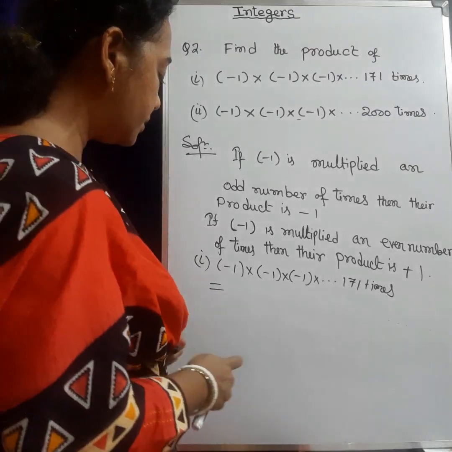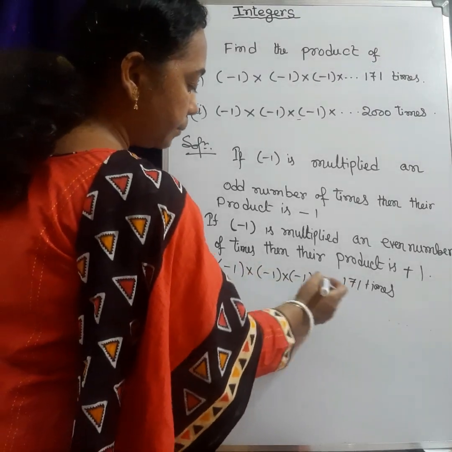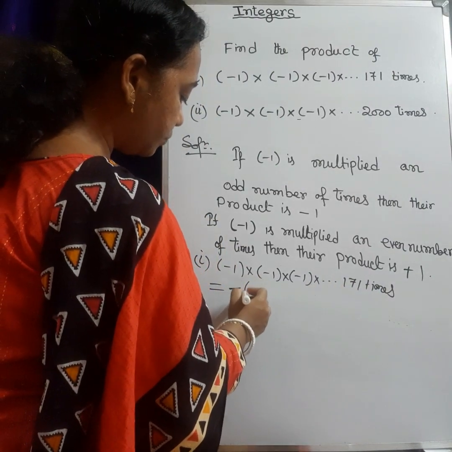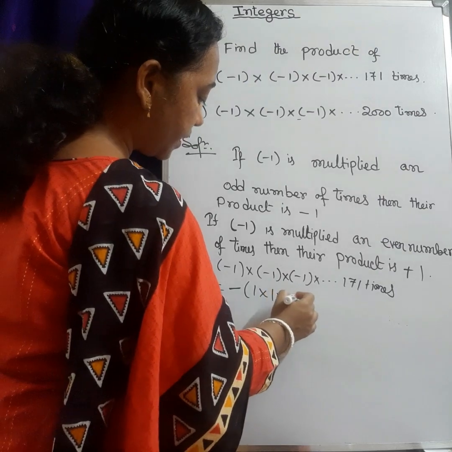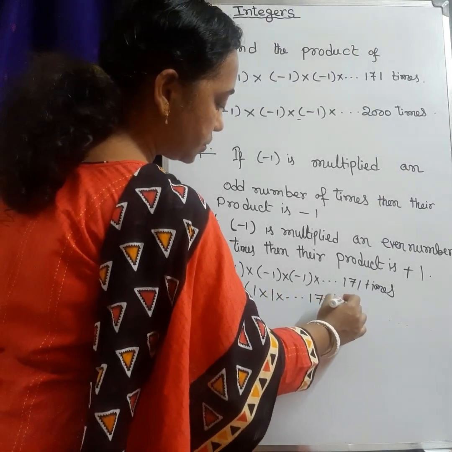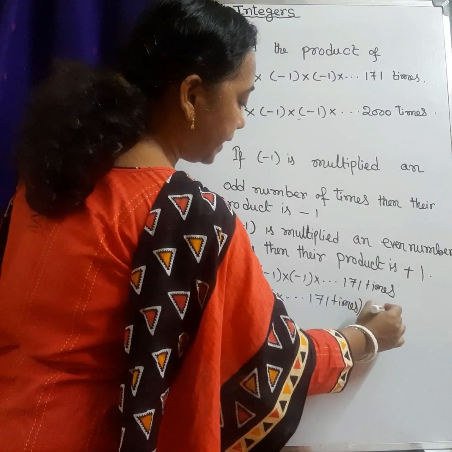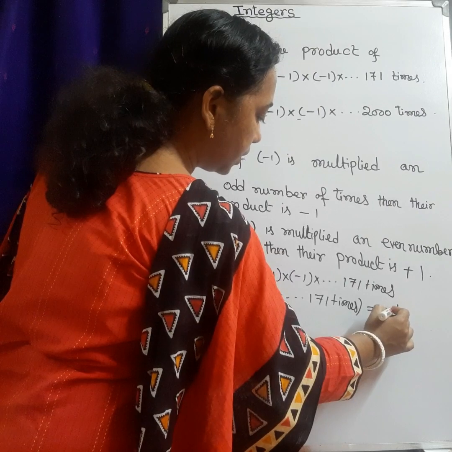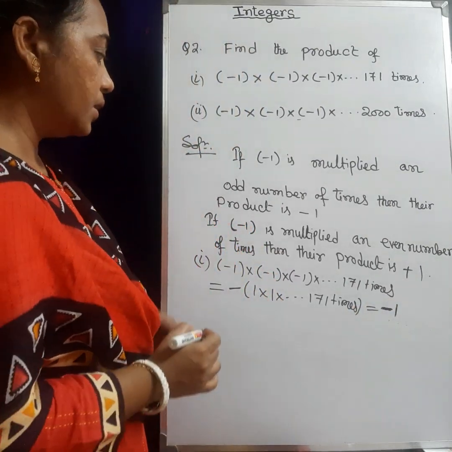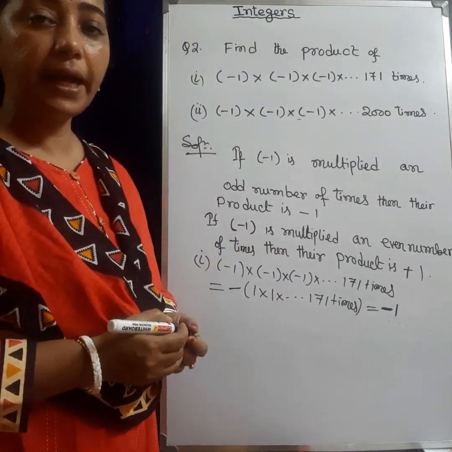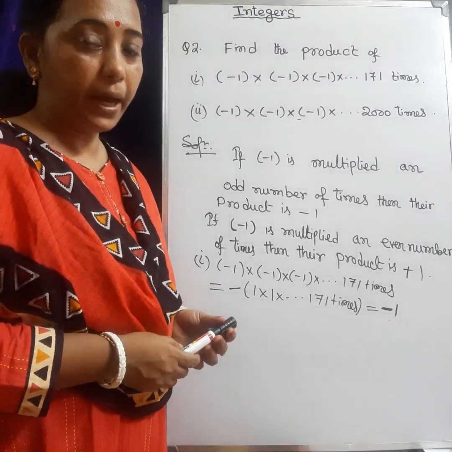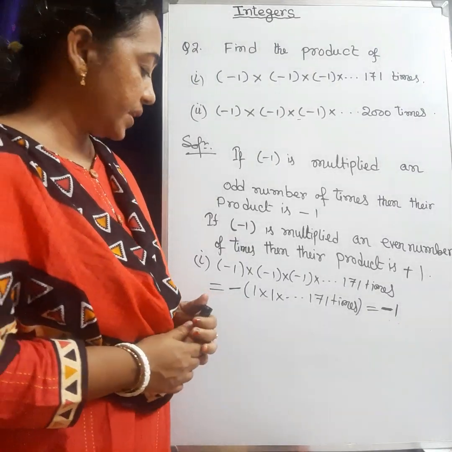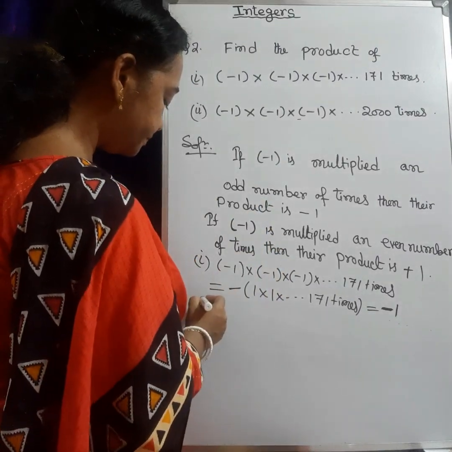So let us see the product. Here -1 is multiplied by itself 171 times, which is an odd number. So we get their product as a negative sign with 1 multiplied by 1 up to 171 times. So that will be equal to -1, because 1 multiplied by 1, as many times as we multiply 1 by itself, we get the product as 1. So that means if -1 is multiplied an odd number of times by itself, we get the product -1.